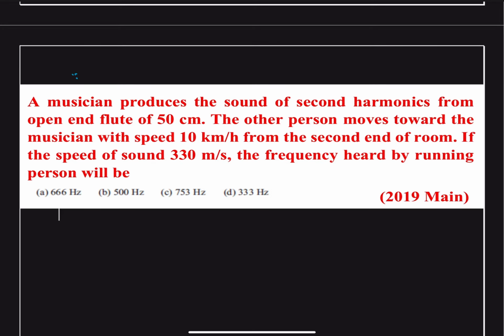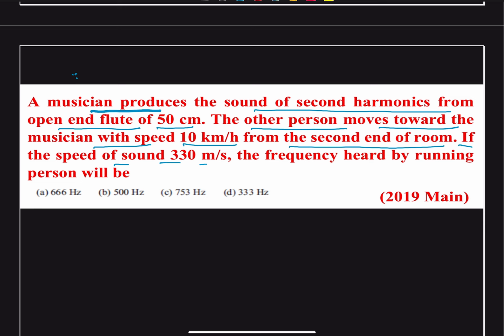In today's question, a musician produces the sound of second harmonics from an open-end flute of 50 centimeter. The other person moves towards the musician with a speed of 10 km per hour from the second end of the room. If the speed of the sound is 330 meter per second, the frequency heard by the running person will be.